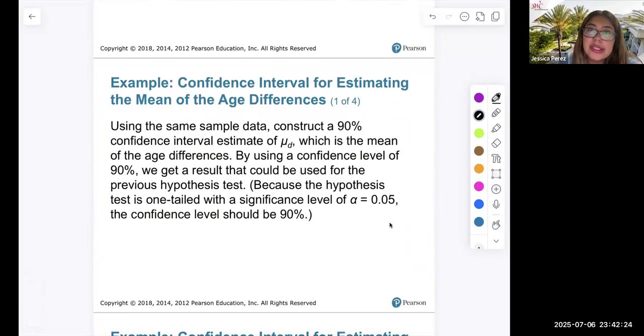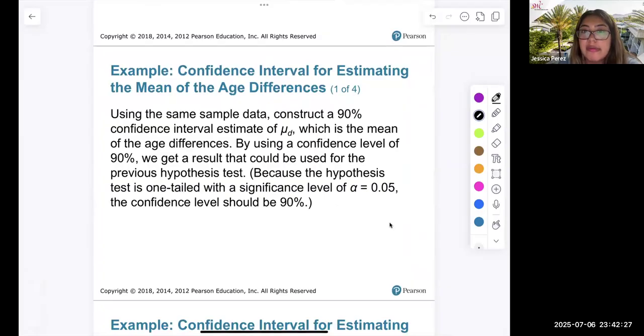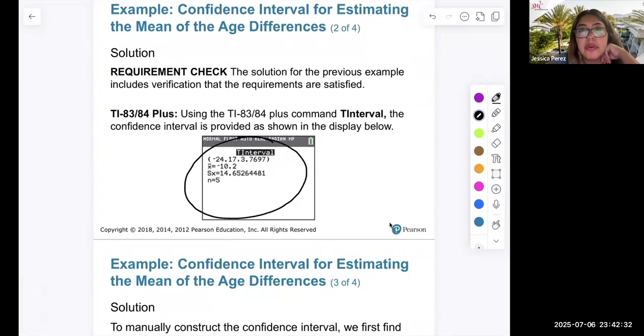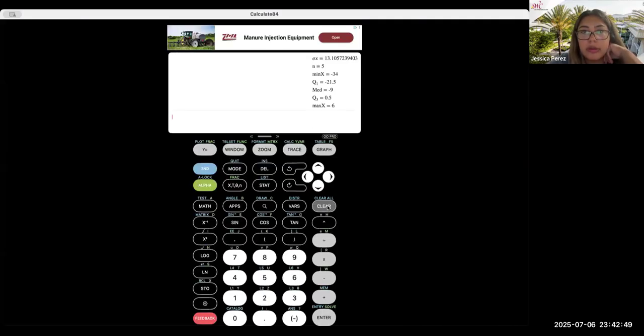There it is. We construct the same data using a 90% confidence interval, which we already have. You can also use this T interval using your TI-83, TI-84, to see how to use your calculator for that. Again, you're going to go into the T interval. So I'm going to show you. So let me close that. You can use that stat test and you want your T interval right here. So let me close it again. So stat test, and then you're going to look at T interval.